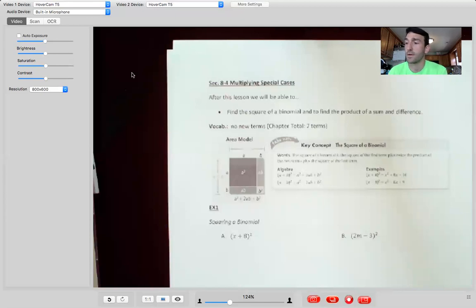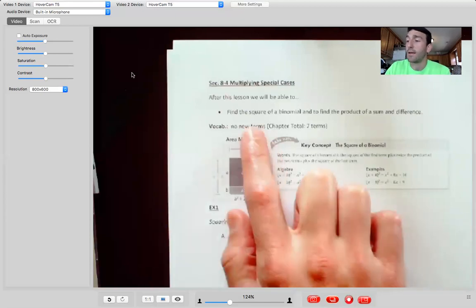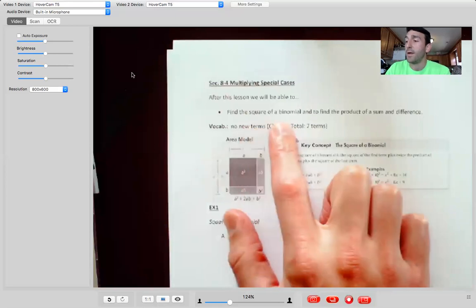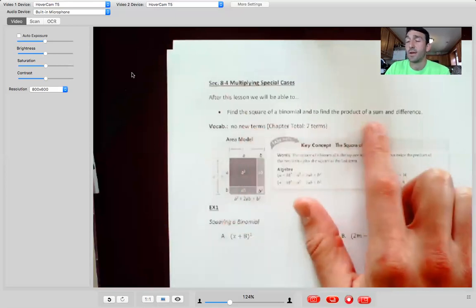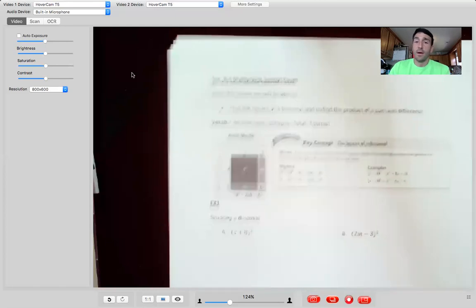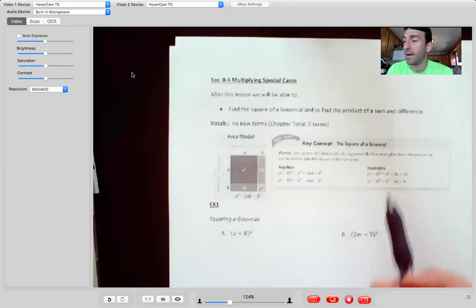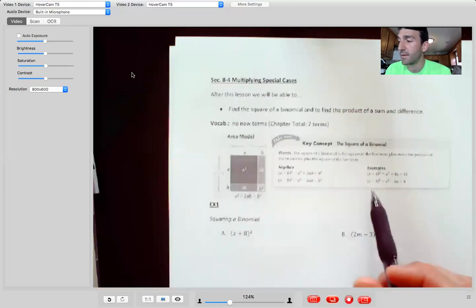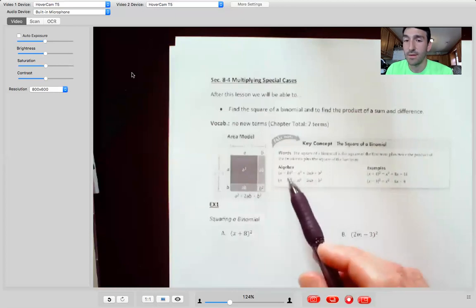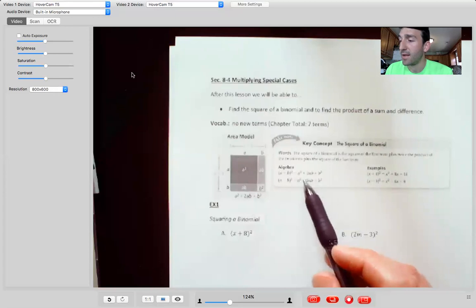So start with the learning target. I can find the square of a binomial and find the product of a sum and difference. All right, so to square a binomial, you basically have two different types of formulas that are actually the same, but for whatever reason, they like to make it look like two different ones. So one is in the form a plus b squared.